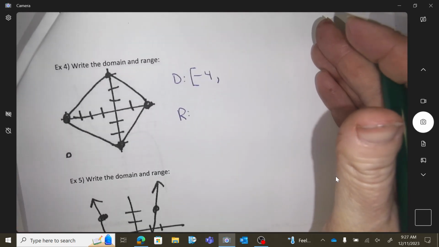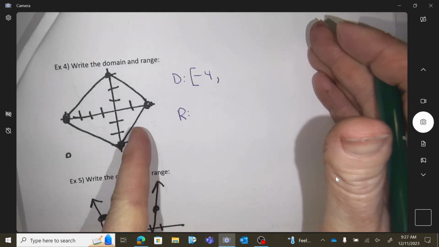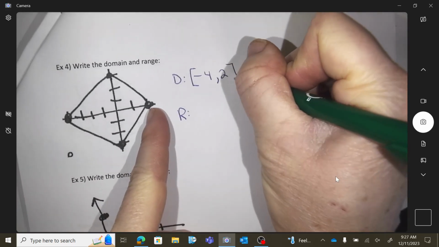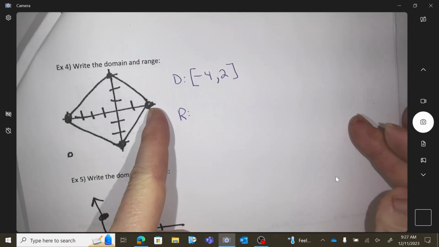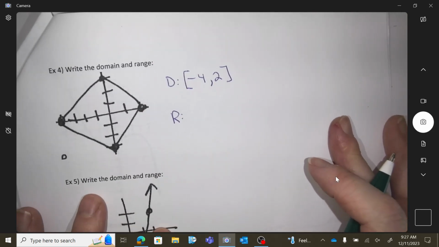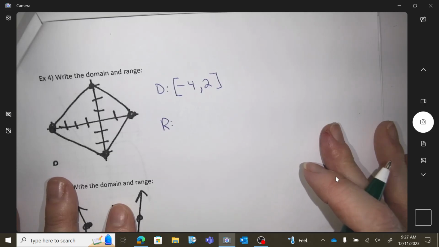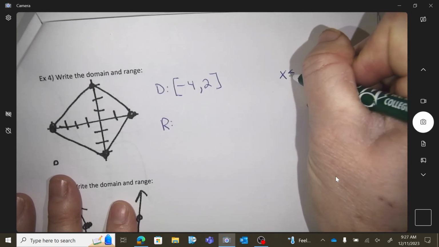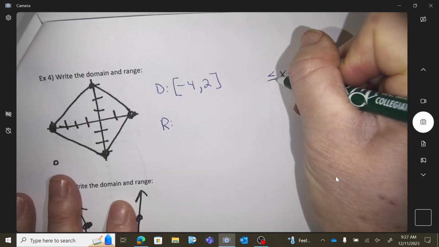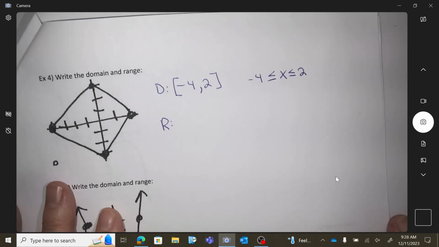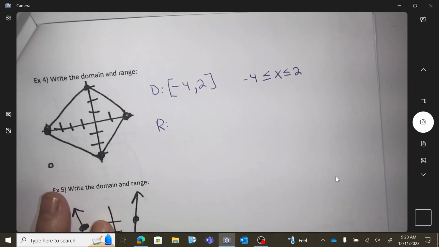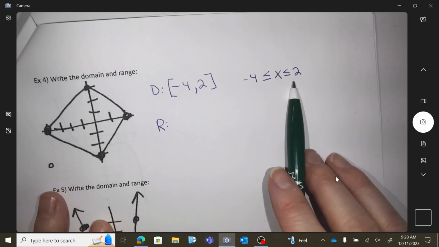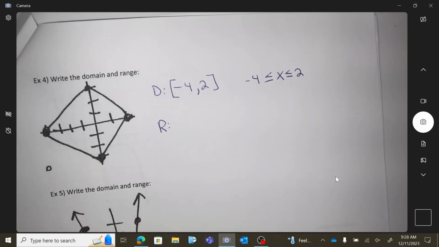Up to, what's the most right? 2, exactly. So how do I write that as a set notation? X is less than or equal to 2 and greater than or equal to -4. X is between those places.